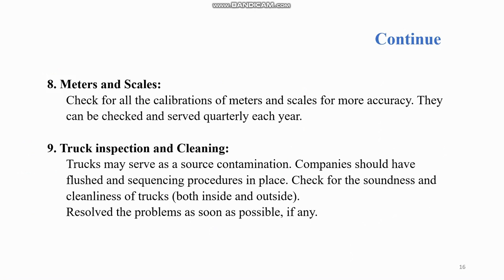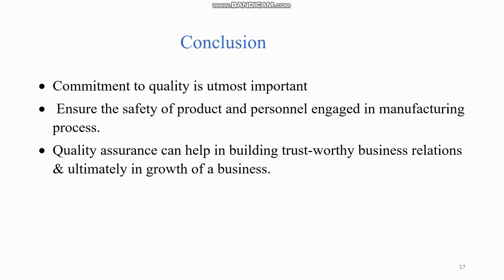Next are the meters and scales. Check all calibrations of the meters and scales for more efficiency and accuracy. They can be checked and serviced quarterly each year. Truck inspection and cleaning. Trucks may serve as a source of contamination. Companies should have flushing and sequencing procedures in place. Check for soundness and cleanliness of the truck, both inside and outside. Resolve the problems as soon as possible, if any.